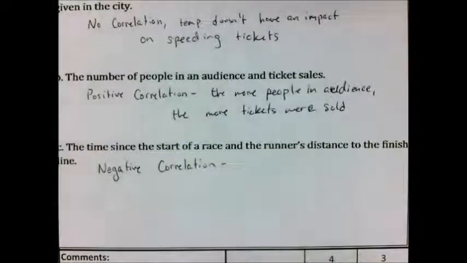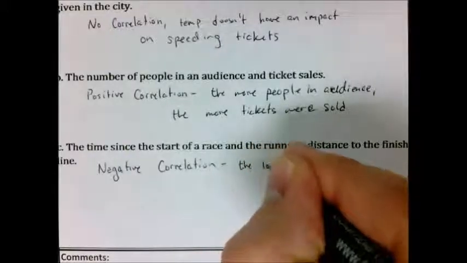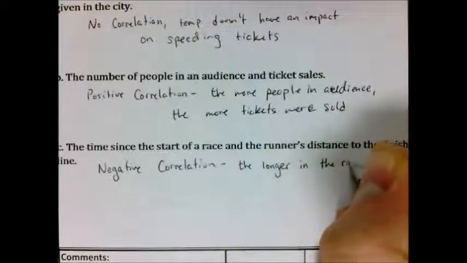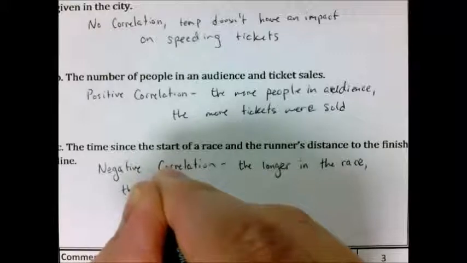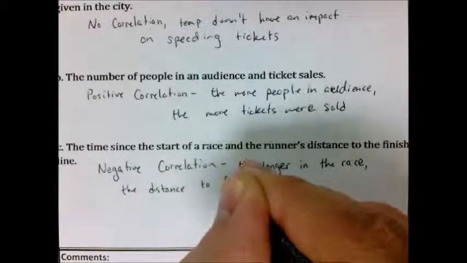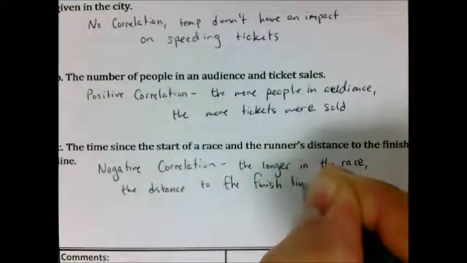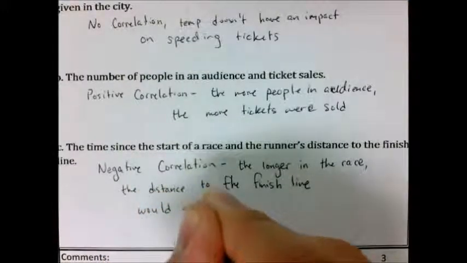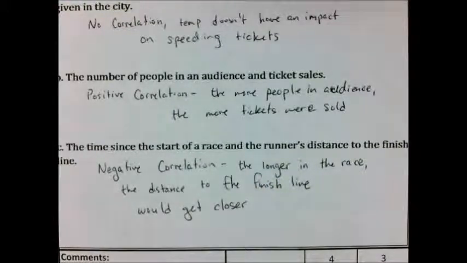And what that would be then is the longer in the race, the distance to the finish line would get closer. And that is kind of how we would describe scatter plots and the correlation of those scatter plots.